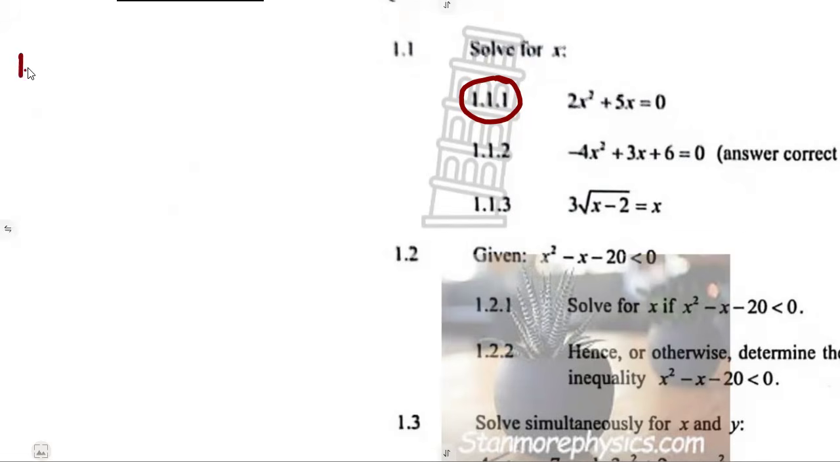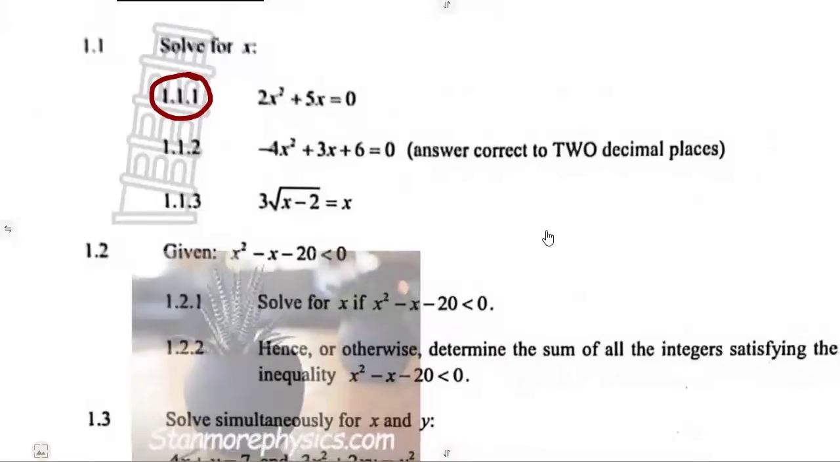All right. Considering 1.12, we are given again to solve for x. This is minus 4x squared plus 3x plus 6 is equal to 0. Answer correct to 2 decimal places. In that case, never try to use your factorization.